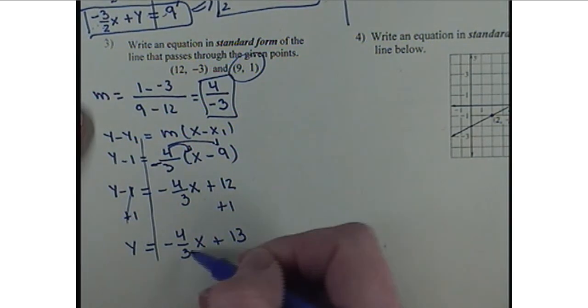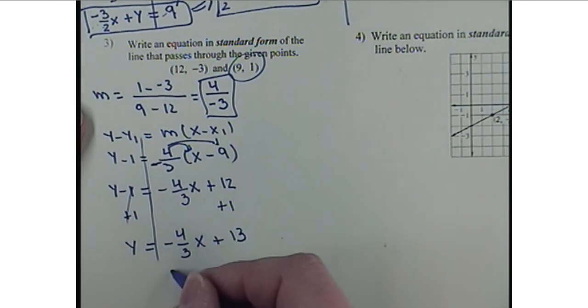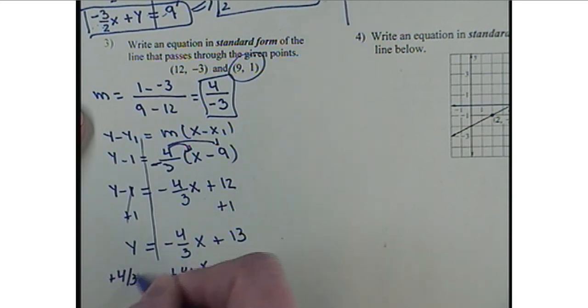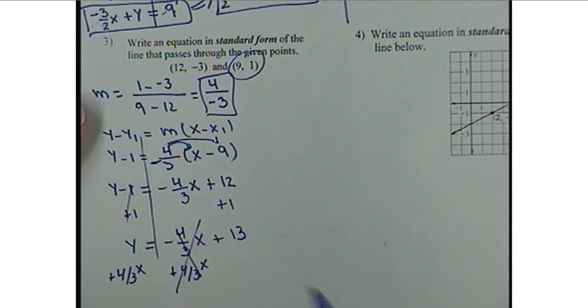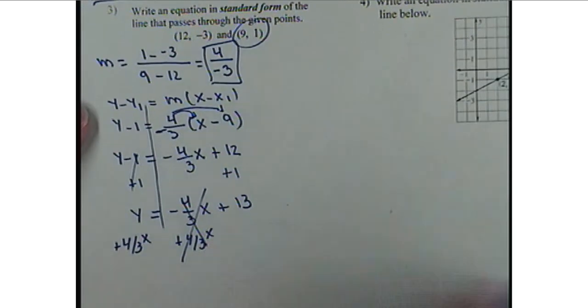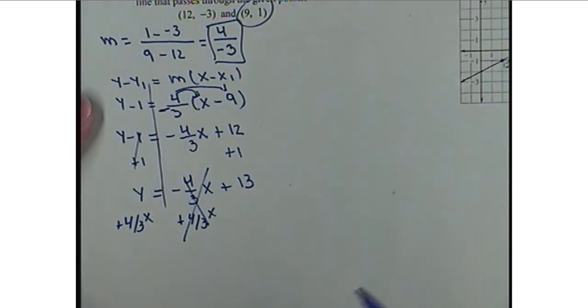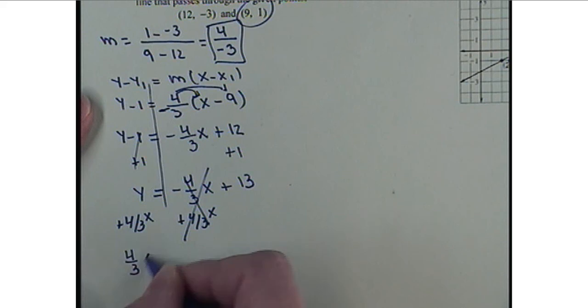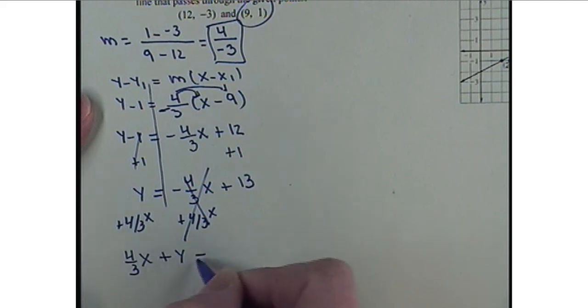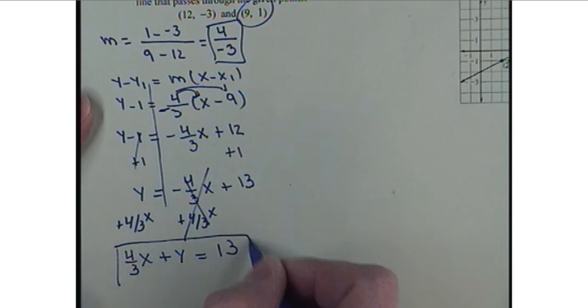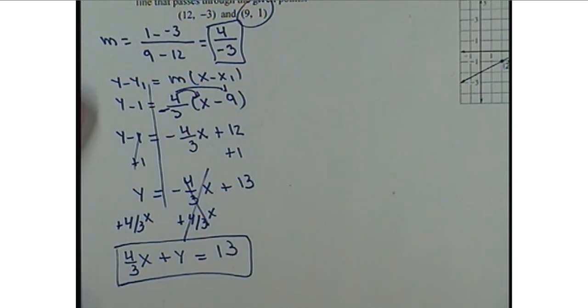And we're moving the x term now, so the opposite will be plus 4 over 3x on both sides. Those two cancel. Starting with the x term will be 4 over 3x plus y equals positive 13. Final answer for this example.